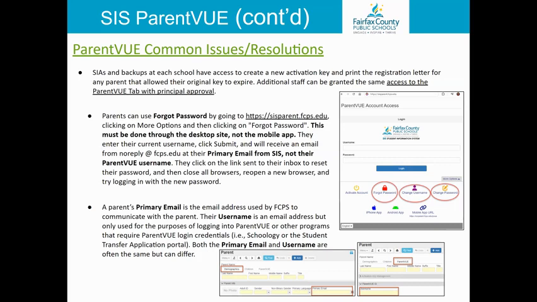The other common issue we hear about, primary email and username. So a parent's primary email in SIS is just a primary email, meaning that is the email address that FCPS uses to communicate with that parent. That is it. Username is completely different. Username is just the login name for parent view. So both the primary email and the username are often the same, but they can be different. So I know there's that confusion sometimes from parents.